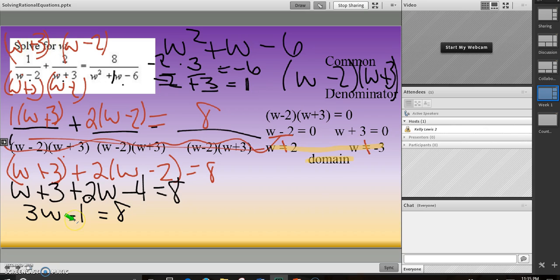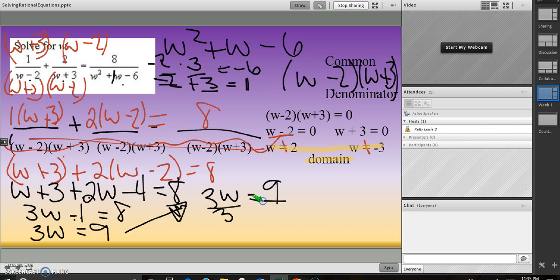That 8's a regular number, so I'm going to add 1 to both sides. So I get 3W equals 1 plus 8, so I get 9. All right, so I get 3W equals 9. I need to divide by 3. So I get W equals positive 3. Positive 3, excuse me, is not 2 or negative 3. So we're okay.